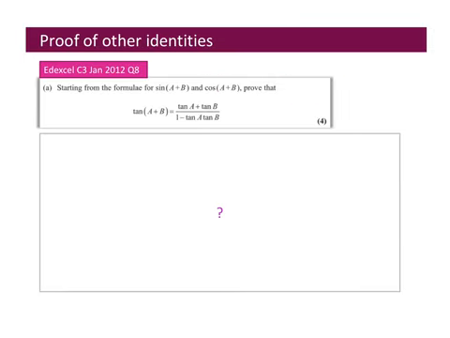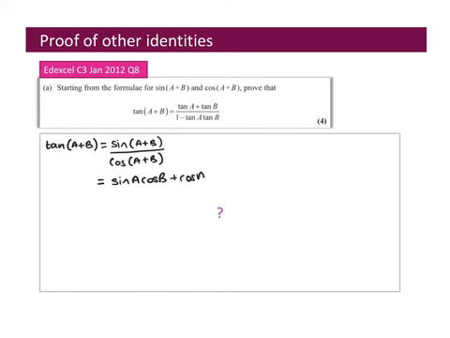Okay, first things first, what is tan? Sine over cos. So tan of A plus B equals sine of A plus B over cos of A plus B. Okay, next step. I know what sine of A plus B is and I know what cos of A plus B is, and it is said in the question that I can use this. So this equals sine A cos B plus cos A sine B.